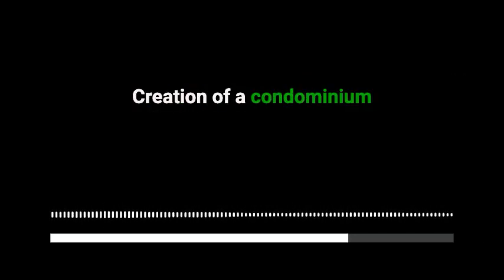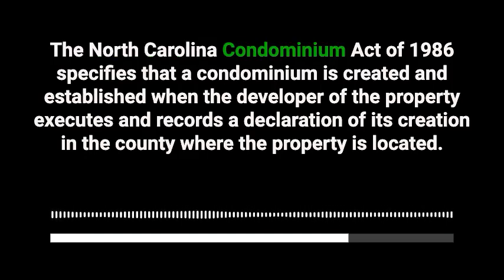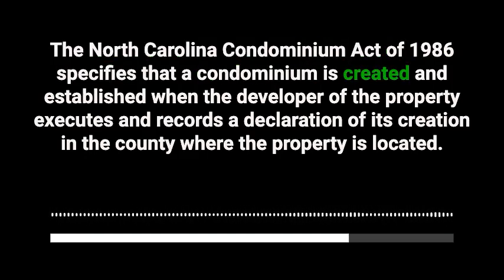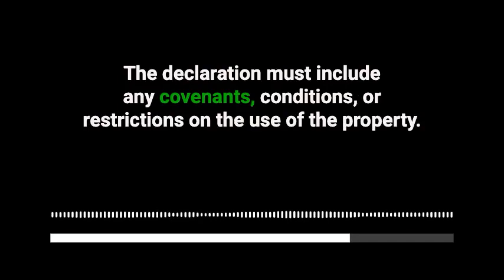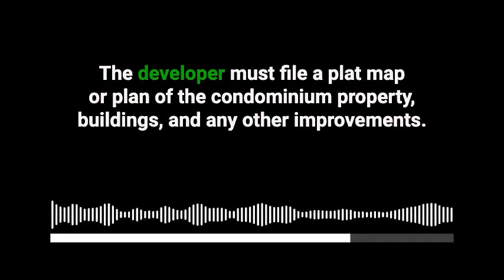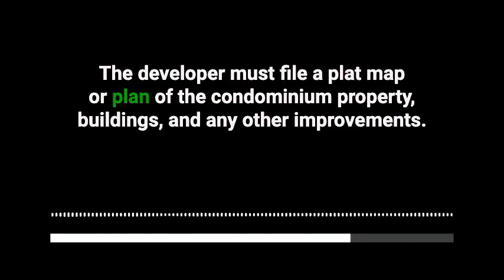Creation of a condominium. The North Carolina Condominium Act of 1986 specifies that a condominium is created and established when the developer of the property executes and records a declaration of its creation in the county where the property is located. The declaration must include any covenants, conditions, or restrictions on the use of the property. The developer must file a plat map or plan of the condominium property, buildings, and any other improvements. The developer also must prepare a set of bylaws.